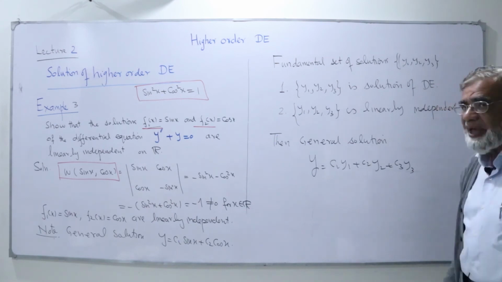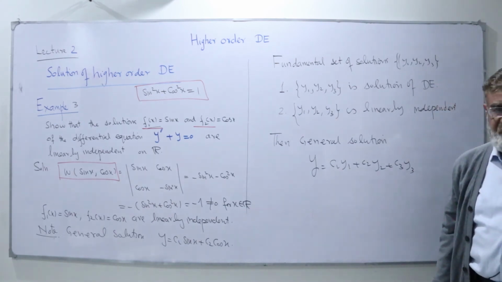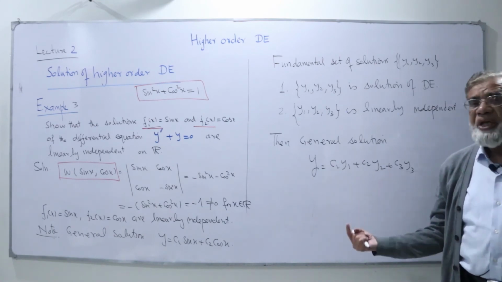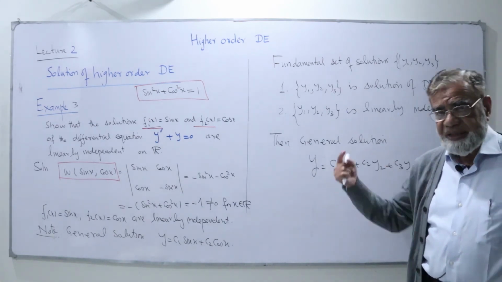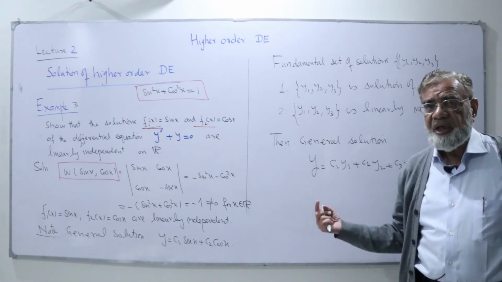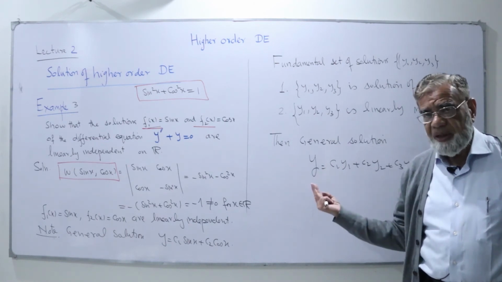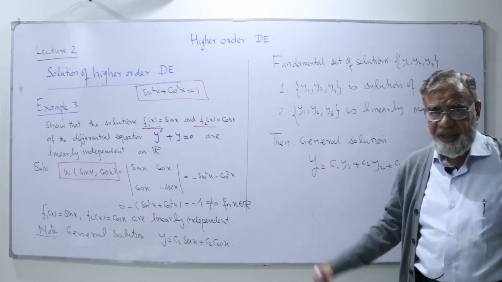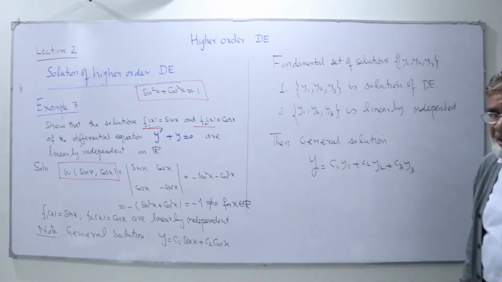If we have to prove that this given set of solutions is a fundamental set of solutions of the differential equation, first we have to check that they are solutions of the differential equation, number one. Number two, we check they are linearly independent by using the Wronskian. And then number three, we just write the general solution. I will give you an example for this.